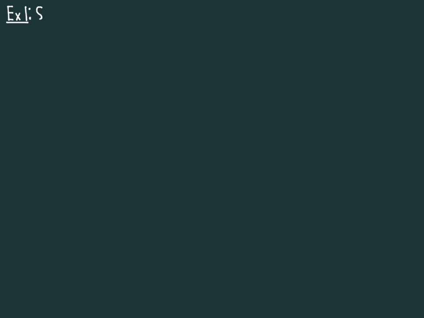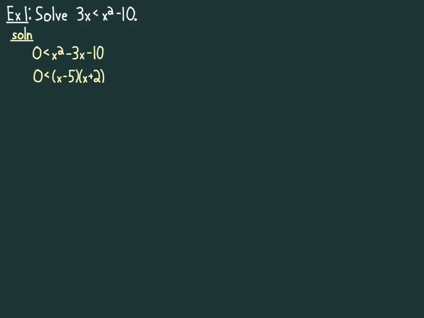So I'm going to do an example, example 1. Solve 3x less than x squared minus 10. So my solution, first I put the 3x on the right-hand side. That's because I like the leading coefficient of 1 on the x squared. So I just subtracted 3x from both sides, and I got 0 is less than x squared minus 3x minus 10. Then I factored the x squared minus 3x minus 10, and I got 0 less than x minus 5, x plus 2.